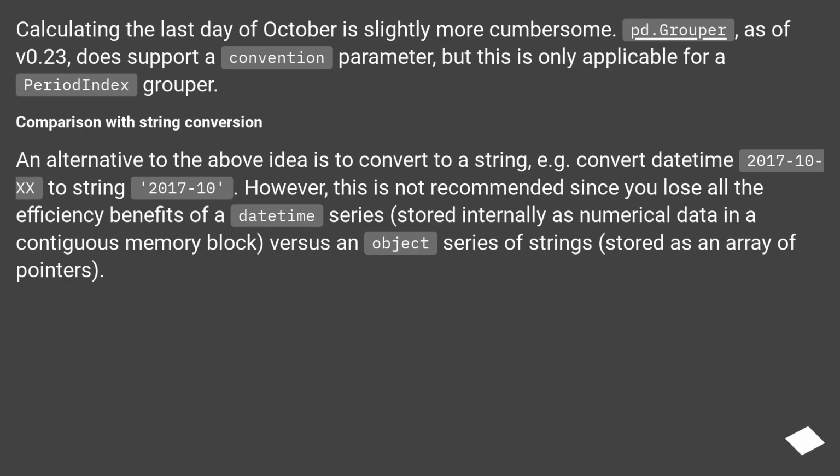Comparison with string conversion. An alternative to the above idea is to convert to a string, for example convert datetime 2017-10 to string 2017-10. However, this is not recommended since you lose all the efficiency benefits of a datetime series, stored internally as numerical data in a contiguous memory block, versus an object series of strings, stored as an array of pointers.